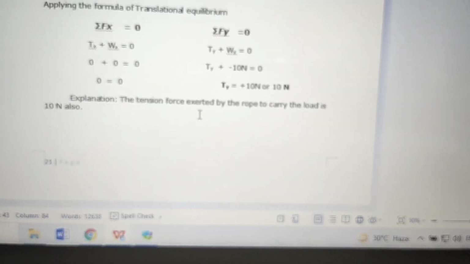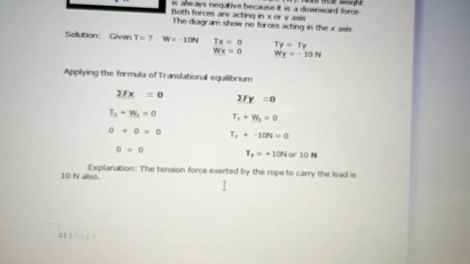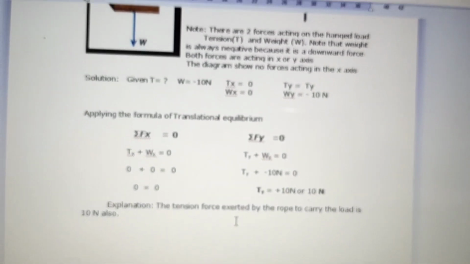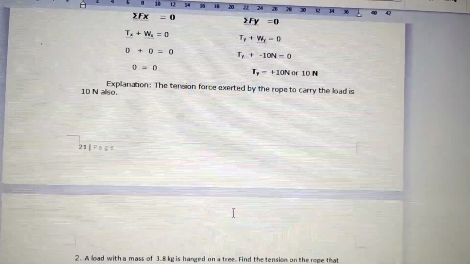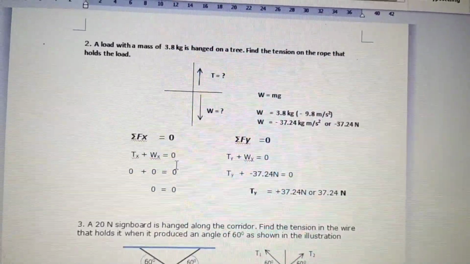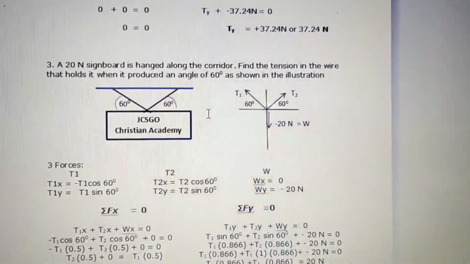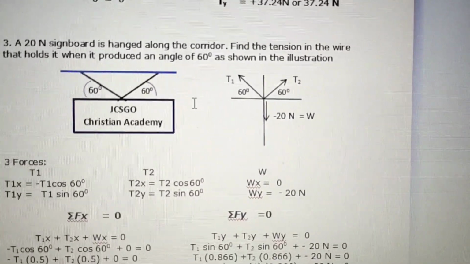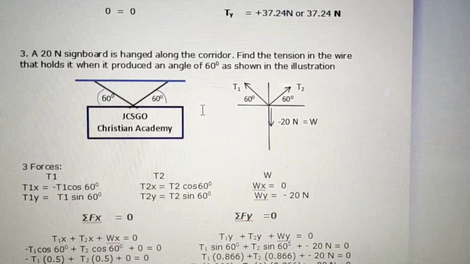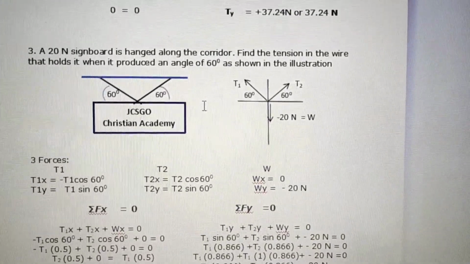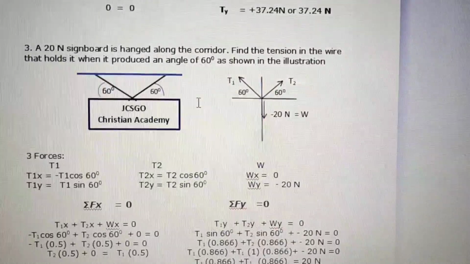Followed by another example. This is the second problem. Now we will be discussing another problem which involves angles. Our problem is: a 20 Newton signboard is hung along the corridor.